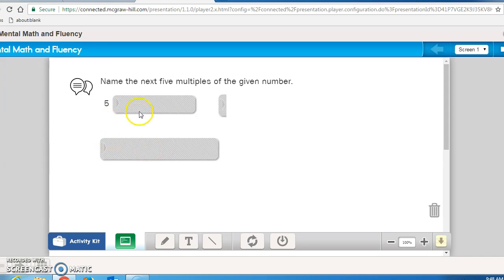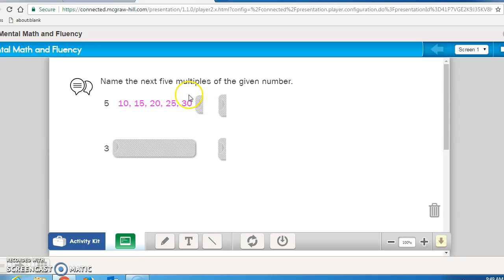The number 5. Name the next 5 multiples of the given number. Notice we're not looking at factor pairs. If it says name the next 5 multiples of this number, this is the first answer for the number 5, meaning 1 times 5 is 5. So now the next 5 multiples are the answer to 2 times 5, 3 times 5, 4 times 5, 5 times 5, and 6 times 5. Again, you need to know your multiplication facts in order to come up with these answers quickly. So you should be thinking 10, 15, 20, 25, and 30.